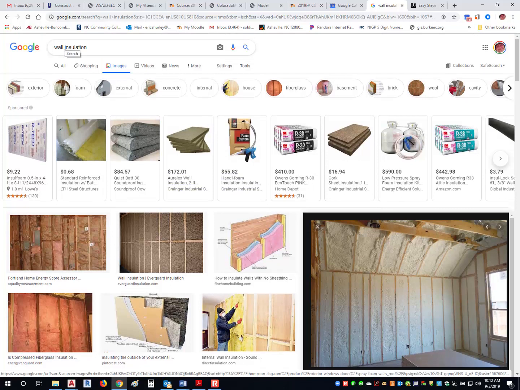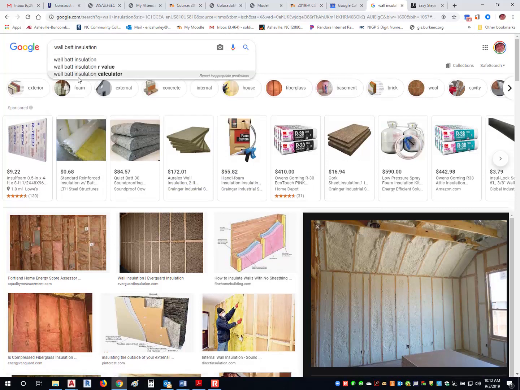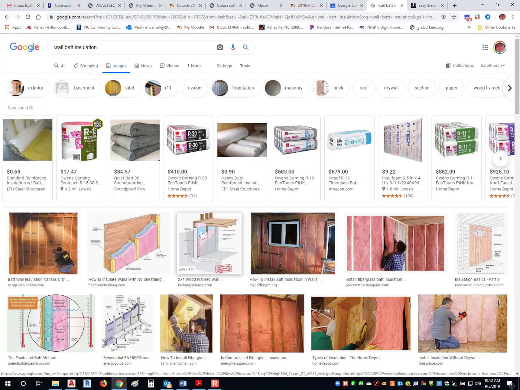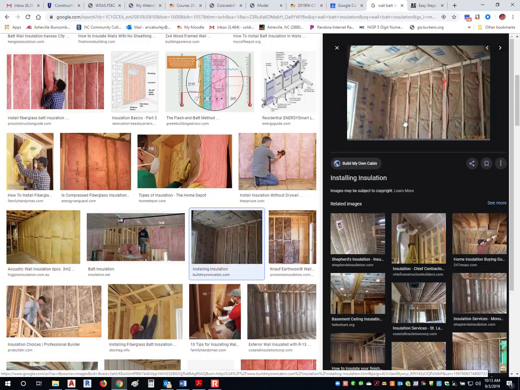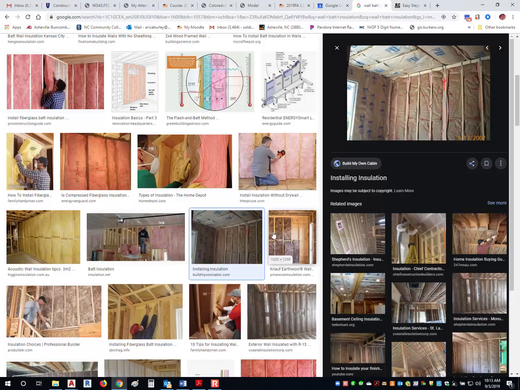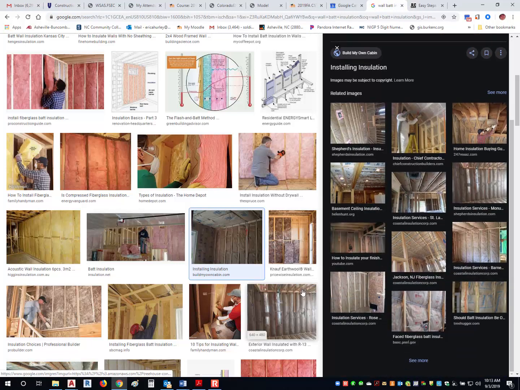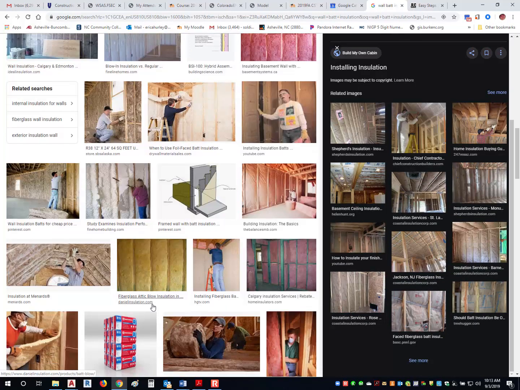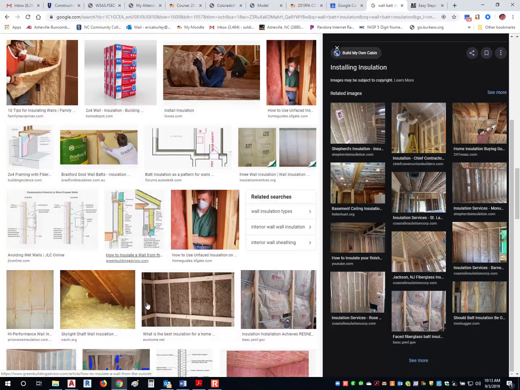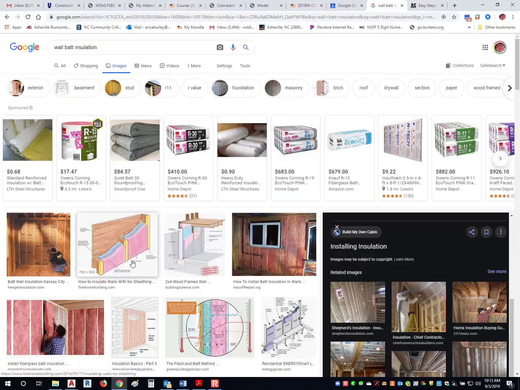Let's see, let's change the word. Wall bat insulation. So let's see. Golly, every one of them has been done terribly. See all these gaps here. Okay, so this is a bad picture. Let me see if I can find a better picture. All of these look bad. Wow, that's pretty sad. Change the wording a little bit more.